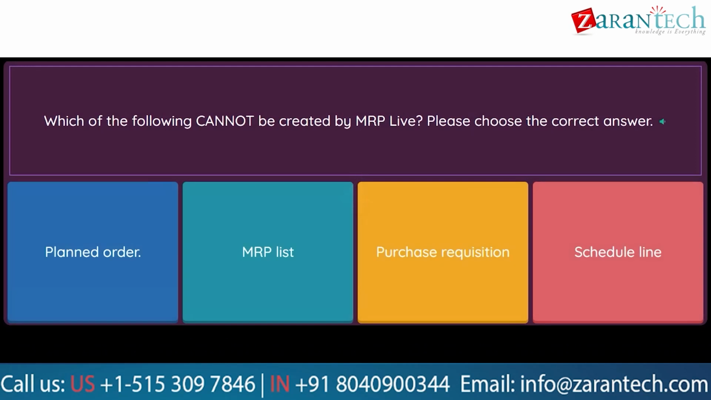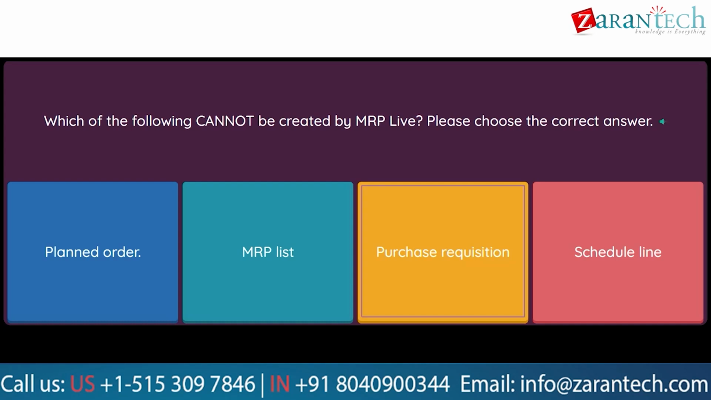Question: which of the following cannot be created by MRP Live? Please choose the correct answer. Option 1: Planned order. Option 2: MRP list. Option 3: Purchase requisition. Option 4: Schedule line.